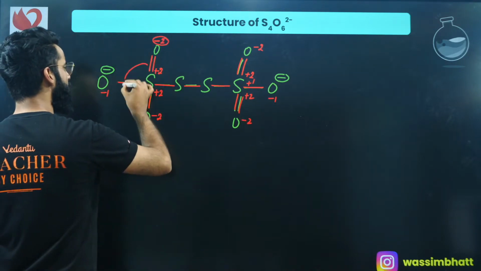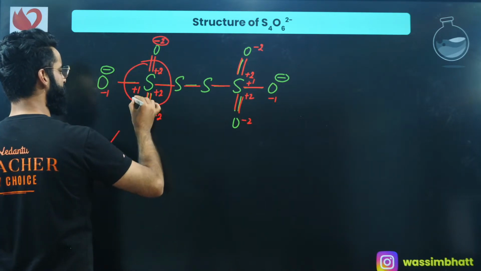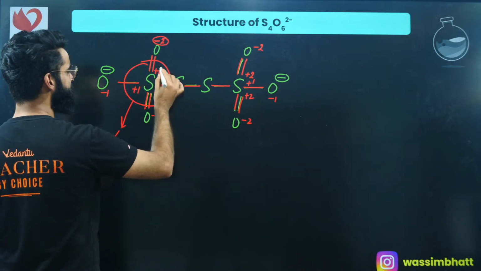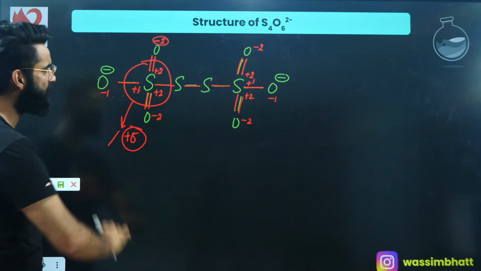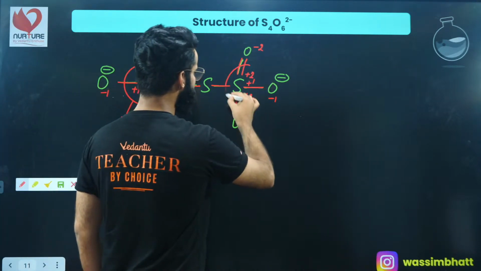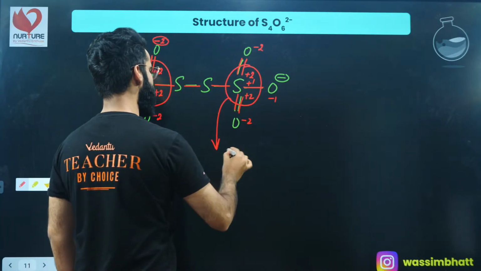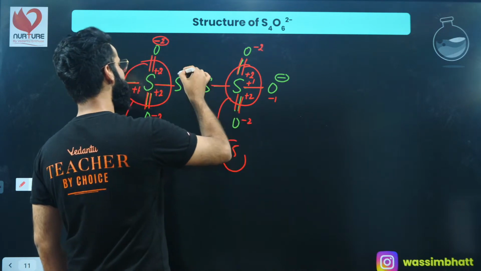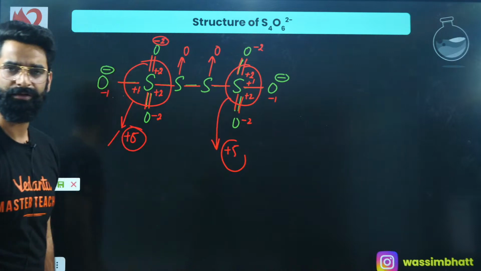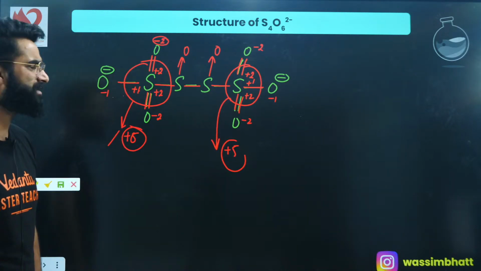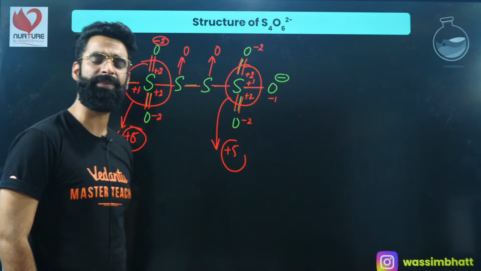If I ask you, what is the net charge present on this sulfur? You'll clearly say net charge present on this sulfur is going to be plus 2, plus 2, plus 1, that is plus 5, right? Similarly, if I ask you what is the net charge present on this sulfur, you'll say it's again going to be plus 5. If I ask you what is the net charge present on this sulfur, you'll say it's 0. Again, this is 0, right? So you got the oxidation states of all the sulfur atoms in this compound, right?